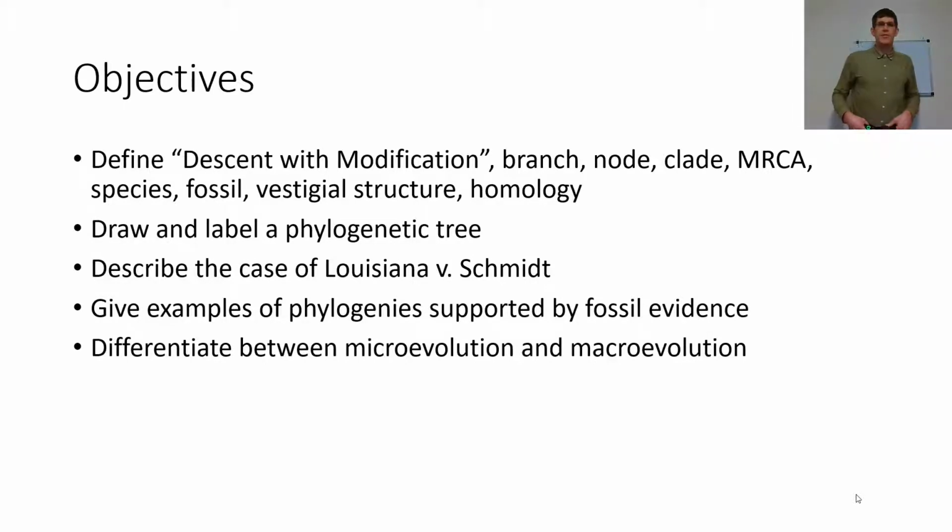So for this lecture, your objectives are to define descent with modification, branch, node, clade, most recent common ancestor, species, fossil, vestigial structures, and homology, as well as analogy. Draw and label a phylogenetic tree. Be able to describe the case of Louisiana versus Schmidt. Give examples of phylogenies supported by fossil evidence and differentiate between microevolution and macroevolution.